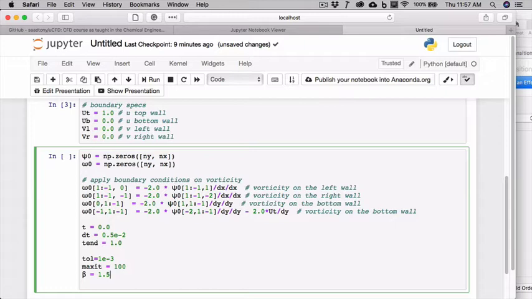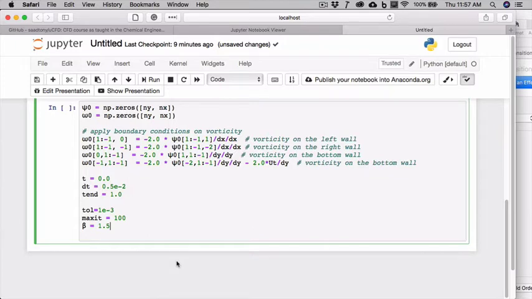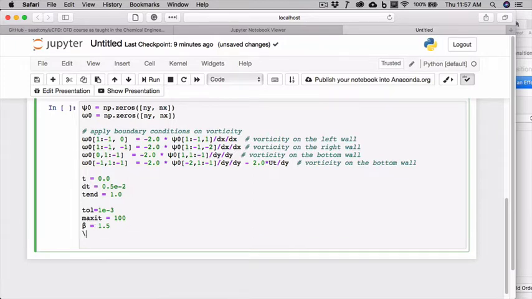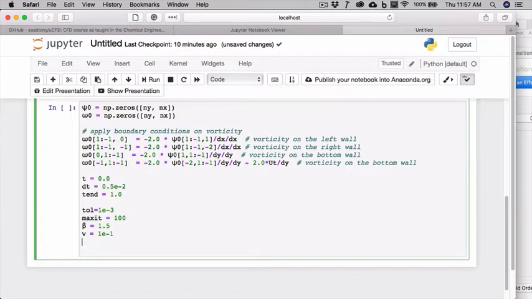So, 1.5 for beta, and then nu for the viscosity, that's 1 e to the minus 1. So I'm going to pick a very viscous fluid because I want to get solutions quickly, really. But that can drive your time step also very low.